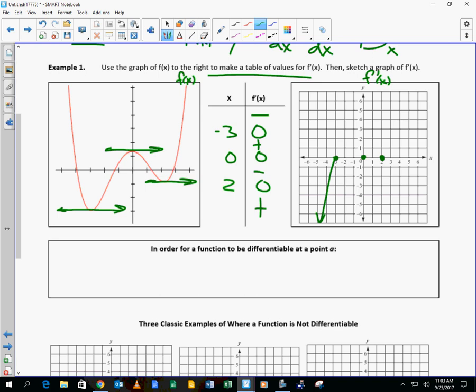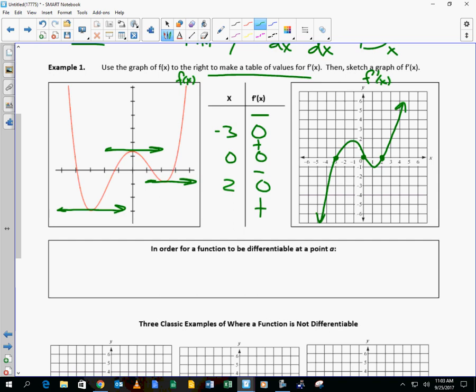Between negative 3 and 0, it is positive, so it sits above the x-axis. And then between 0 and 2, it is negative, so it sits below. And then afterwards, it is positive.